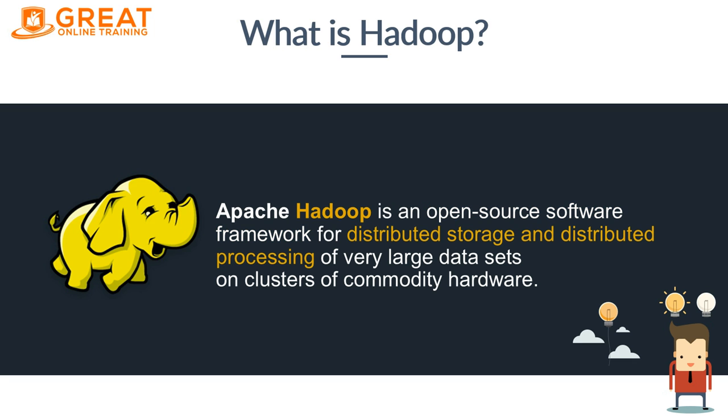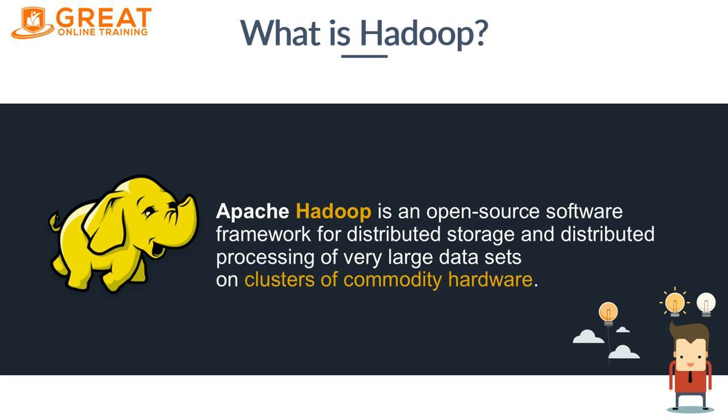The second one is distributed storage and distributed processing. I already explained what distributing is. Distributed storage means storing the data parallelly on different machines, and distributed processing is also processing parallelly. So storing the data parallelly and processing the data parallelly is what is done by Hadoop.